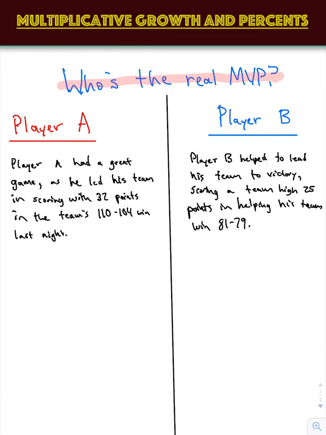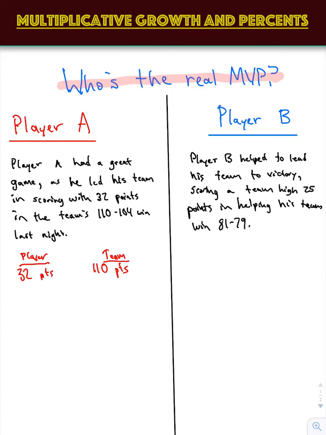So we have an example here, a basketball game that was played, and I asked the question, who is the real MVP? I know in basketball we don't just use points to determine an MVP, but for this case we're just looking at points. Player A had a great game as he led his team in scoring with 32 points in the team's 110 to 104 win last night. So player A had 32 points and his team had 110. So there's our player, and over here is our team.